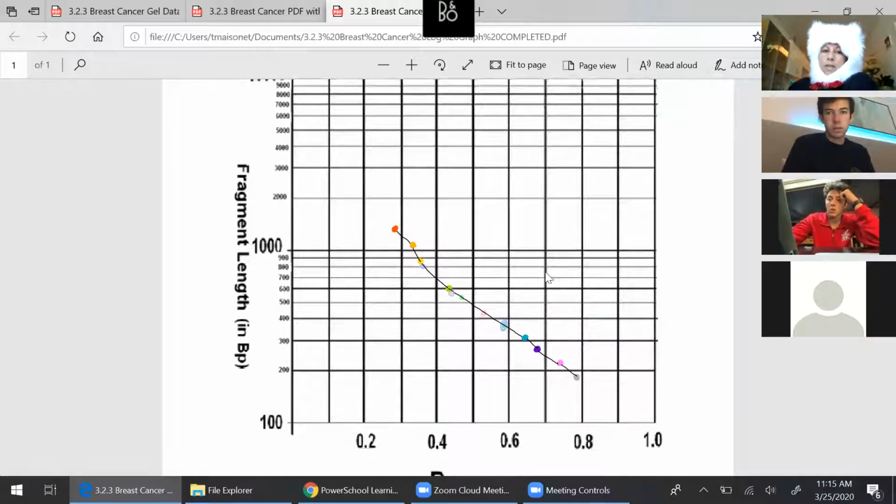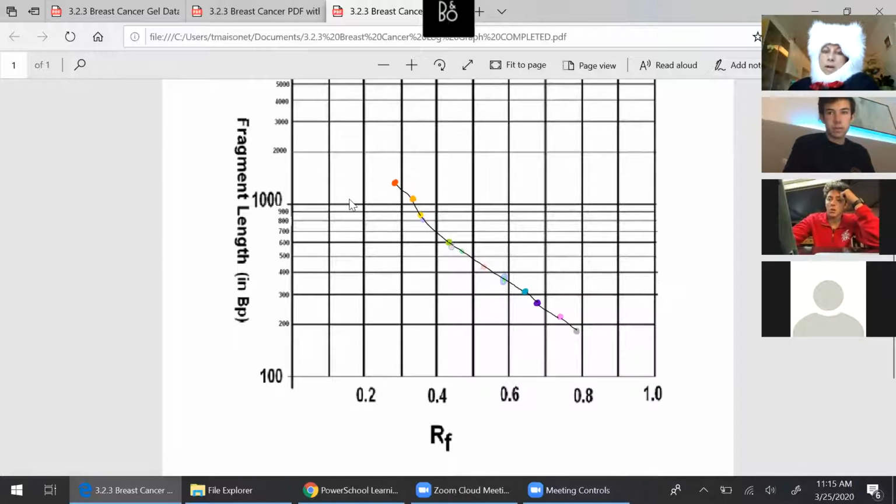If we're looking at this piece of graph paper, and we'll talk about this more later, on the y-axis you have fragment length. So this is in base pairs. So how big is the piece of DNA that you're looking at? And then your x-axis is your reference point. And that reference number is the one that you'll calculate, and we'll talk about that in a second.